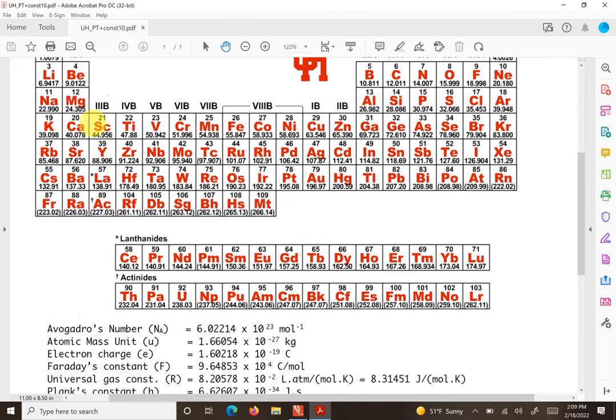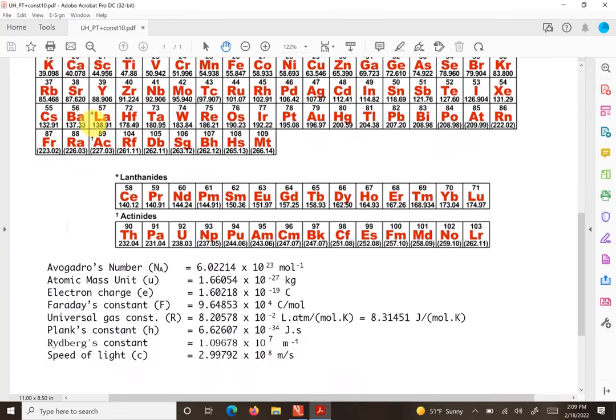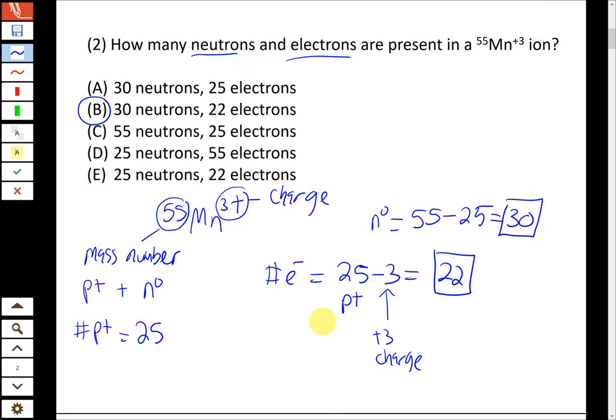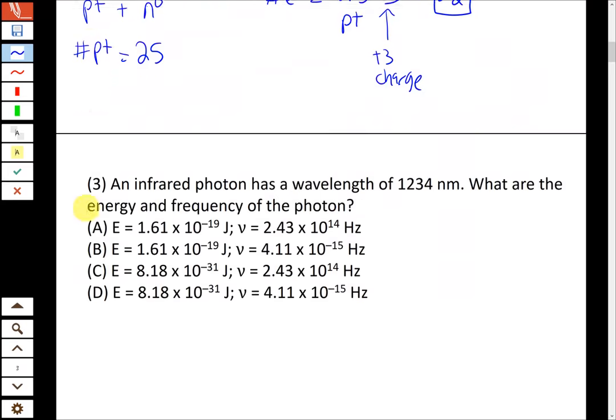This one's posted in Blackboard too, so again, it's good to get familiar with what's on there. There's also some constants at the bottom. The only ones that are probably useful for this test are these last few here: h, c, and then this Rydberg constant, which I don't really use, but could be useful if you know how to use it. But that's what's going to be given to you, exactly that same document. Anything else on this one? All right, on to the next one.